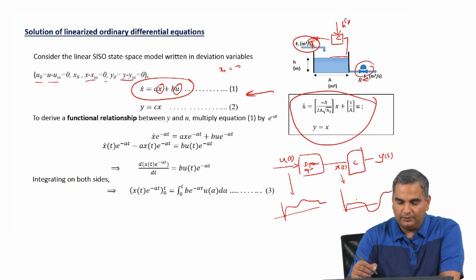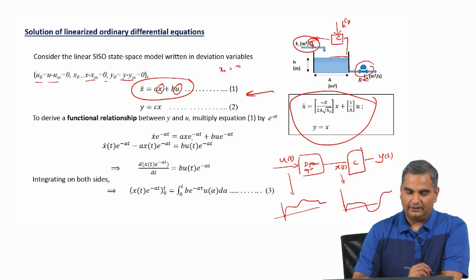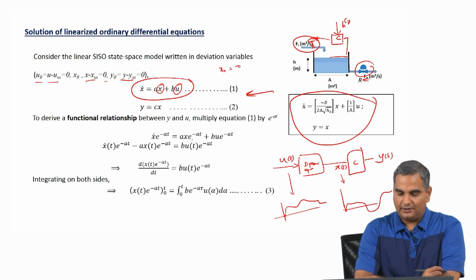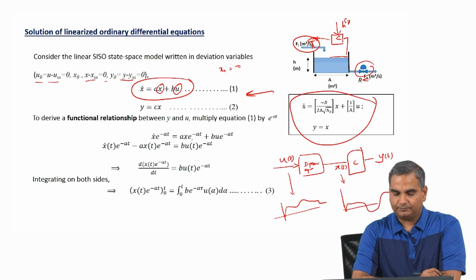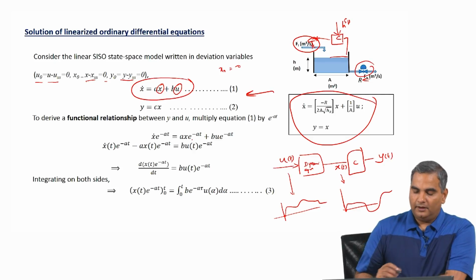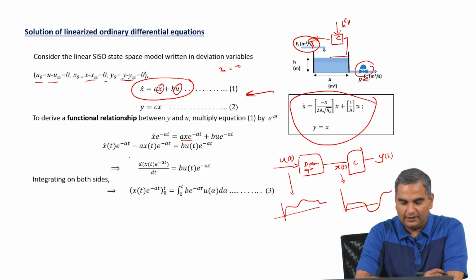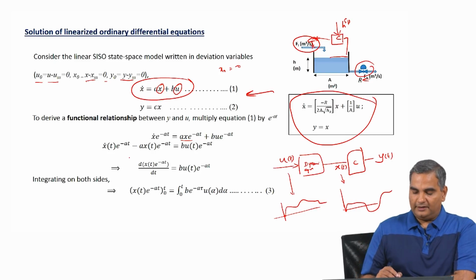A simple approach to solve this equation is by using what is called an integrating factor. I can take the first equation, x dot equal to ax plus bu, and multiply by e power minus at on both sides. That gives me x dot e power minus at equals ax e power minus at plus bu e power minus at. Then I take this term to the other side and get x dot e power minus at minus ax e power minus at equal to bu e power minus at, and you can quite easily recognize that this can be written like this.